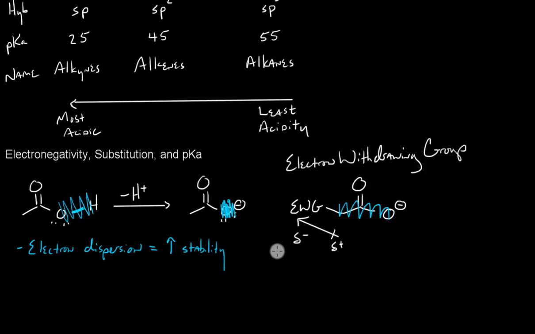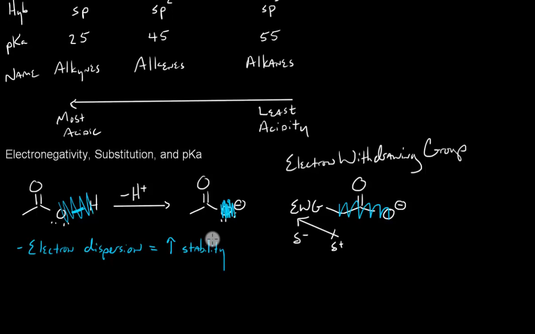Basically, as soon as we tack on an electron withdrawing group, we've increased the dispersion of electrons and we've increased the stability of those electrons. And therefore we've also stabilized the molecule.